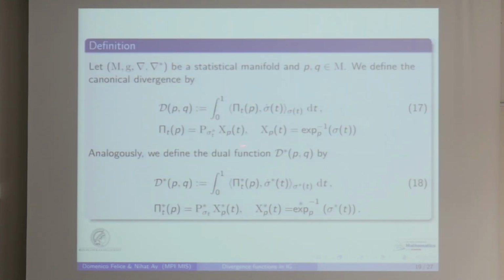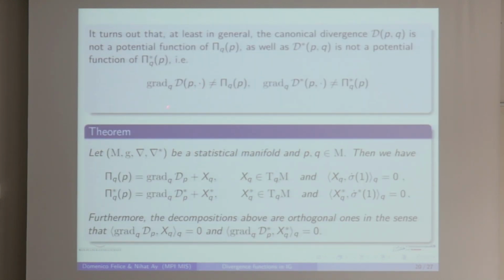Unfortunately, so this is the definition of the canonical divergence. We take the nabla geodesic connecting P and Q, and we integrate the vector field pi t along this curve. This is the definition of the canonical divergence, and this is the definition of the dual of the canonical divergence. We take the nabla star geodesic connecting P and Q, and we integrate the vector pi star along this nabla star geodesic.